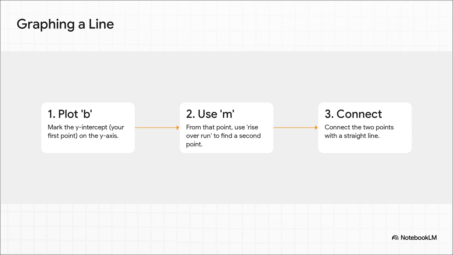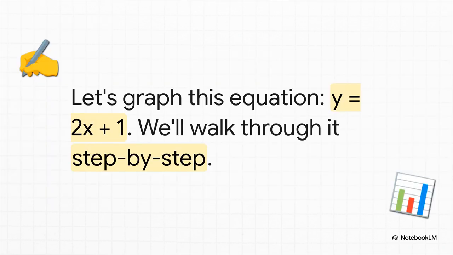Honestly, graphing a line from this form is a super simple three-step process. First, you plot your starting point. That's the y-intercept, b. Second, you use the slope, that rise over run, to find your second point. And third, you just connect the dots. That's all there is to it. Okay, let's make this real with a quick example. We're going to graph the equation y equals 2x plus 1.